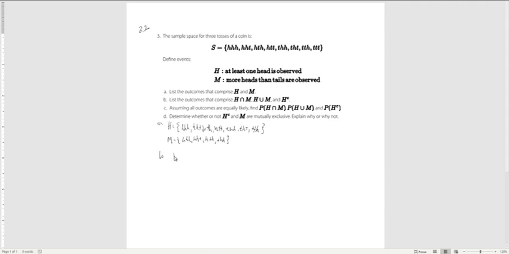List the outcomes. We're going to have H intersect M. When we have intersect, it's what's in both, what's in common between the 2 sets. If we look at those 2 sets, we have H, H, H, H, H, T, H, T, H, T, H, H. So at least one head and more heads than tails. So everything that's in M is going to be in H.